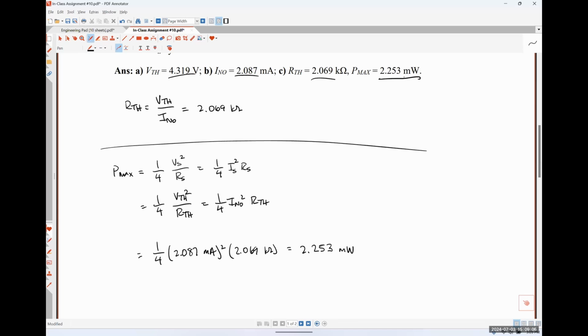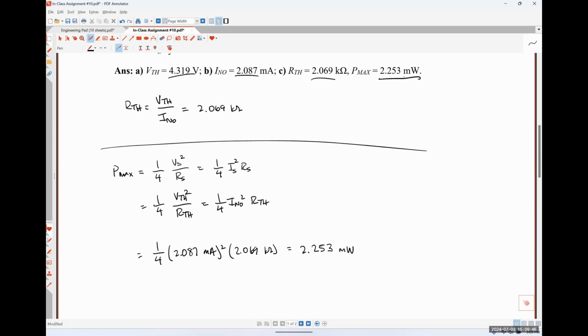So unfortunately, VTH times I Norton is still meaningless. Anytime we're asked for maximum power, we're always going to go back to those maximum power relationships. But now we know that all of those simplifications that we did to get things down to a practical voltage source in series with our load resistance, or a practical current source in parallel with our load resistance, that is the exact same thing as just finding the Thevenin equivalent connected to the load resistance, or finding the Norton equivalent circuit connected to the load resistance.